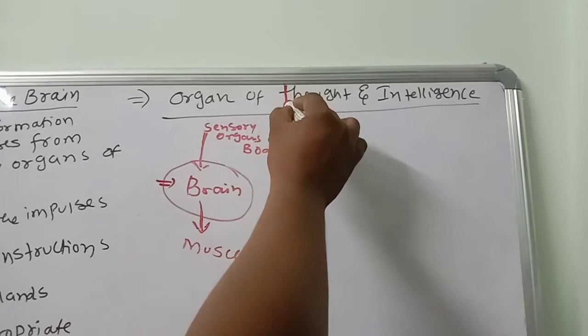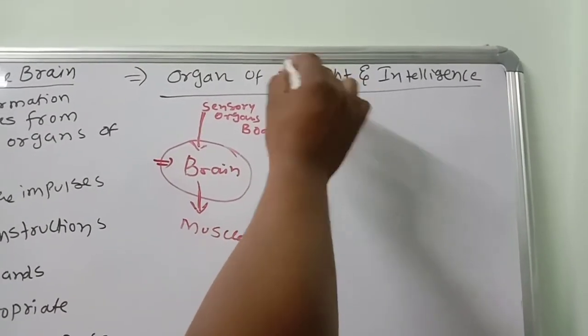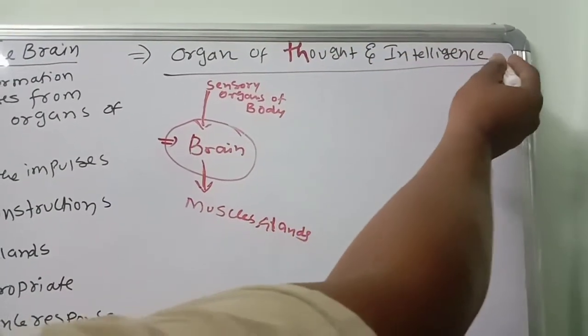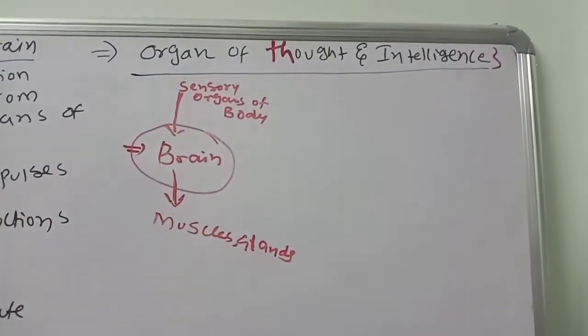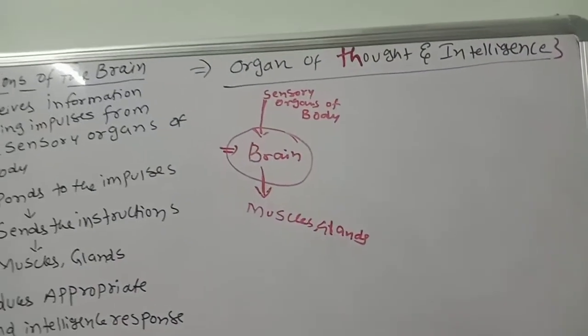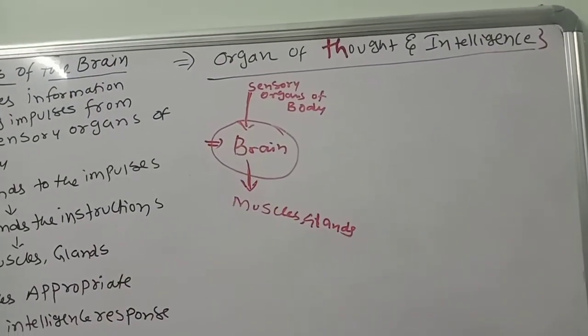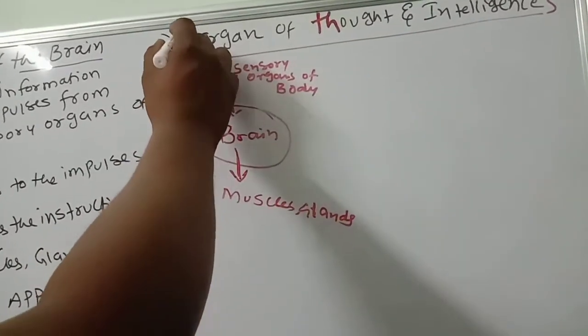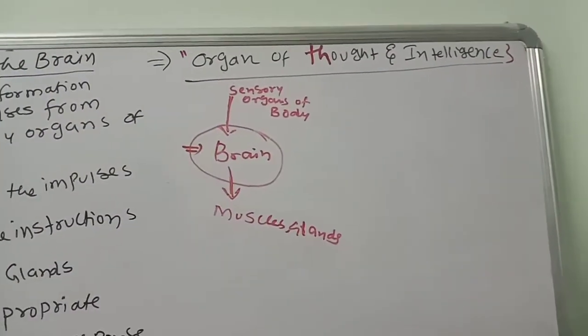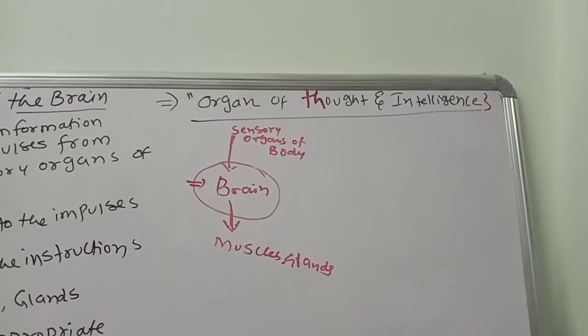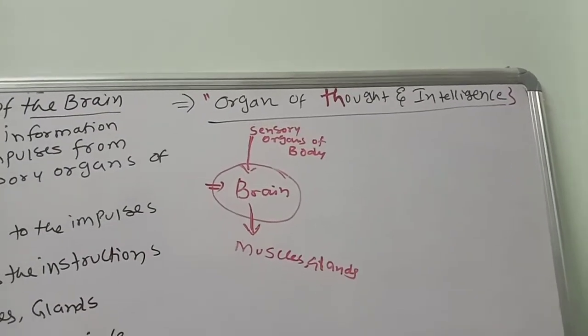That's why the brain is called the organ of thought and intelligence. We are thinking, our thought is very important, and intelligence, we are showing. That is the reason the brain is also called the organ of thought and intelligence. So these are the main functions of the brain.